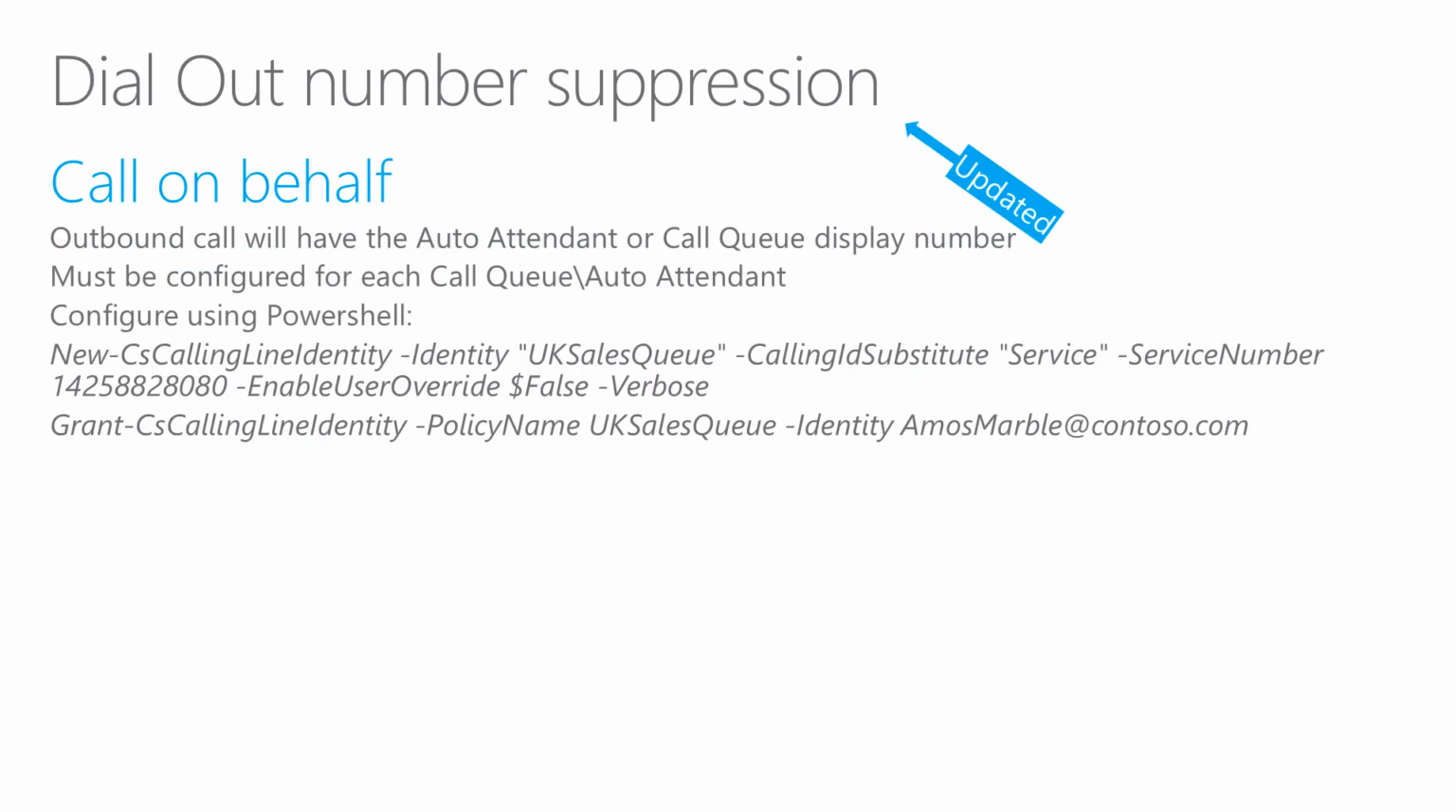So we do have dial out number suppression. This is a new feature that we added in August. It basically is a call on behalf. This means that the outbound call for a user will have the auto attendant or call queue display number. This must be configured for each call queue and auto attendant if you want to use that, and you can configure it using PowerShell. So first you enable the calling line identity, and then you assign the calling line identity to a specific person, in this case Amos Marble.